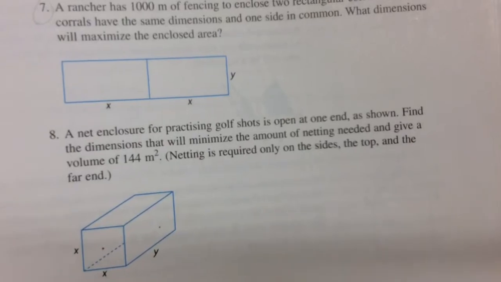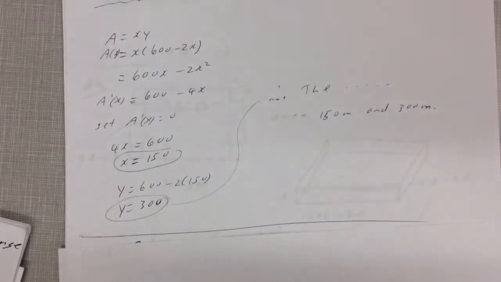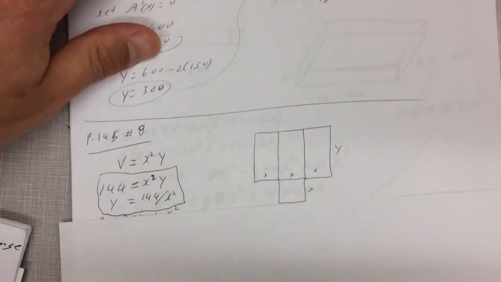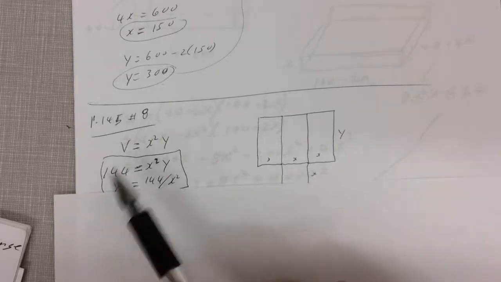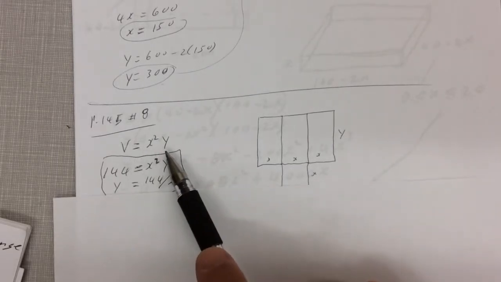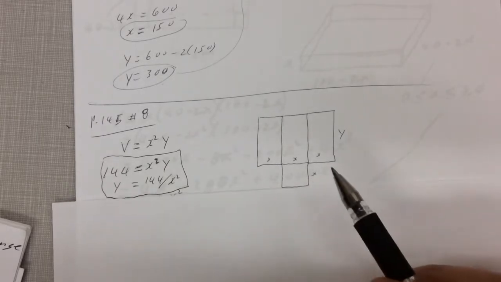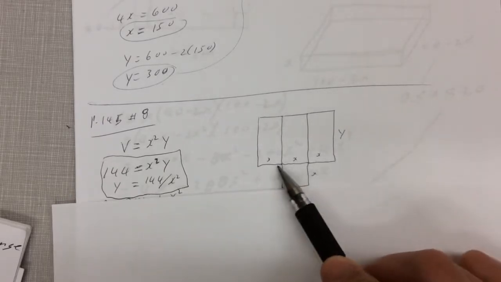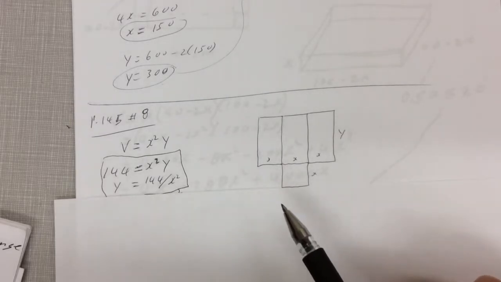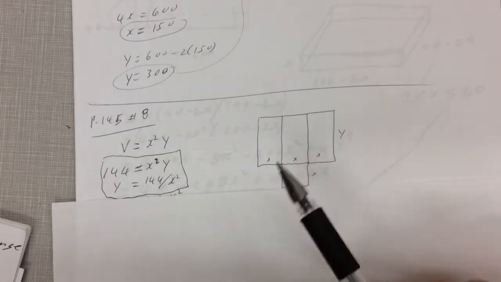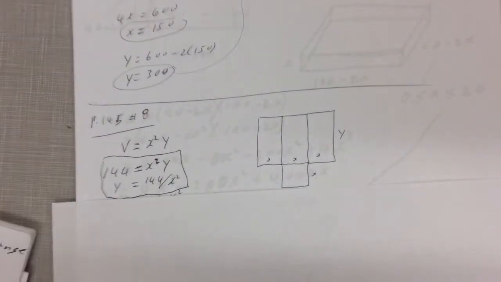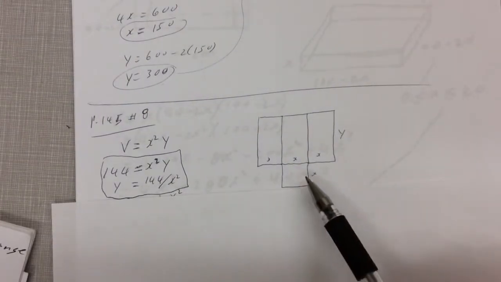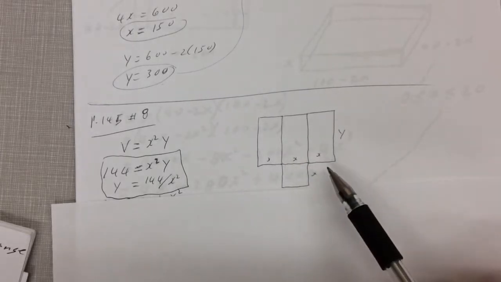Okay, so let's take a look at this. So the volume is now the constraint. The volume equals x squared y. Because it's a square end, okay, so you know this is the same as this, is the same as this, is the same as this. Okay, so this is called the net if you've unwrapped the diagram there. So if you unwrap that into the pieces that are actually going to be covered in net, then this is called the net diagram. Okay, so those are the pieces that they would need for the netting.